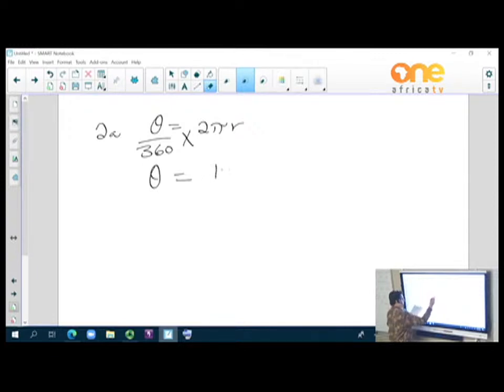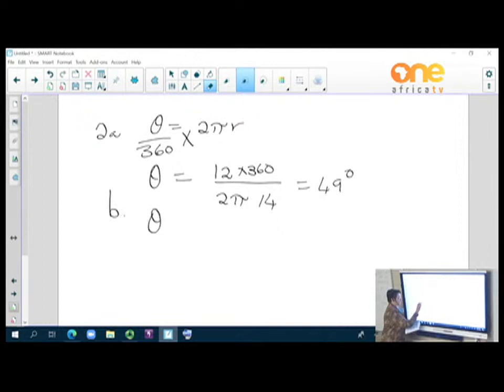So theta is 12 times 360, and what was your radius? 14. No, the radius is 14 all the time. Okay, yeah, the answer is 49. You're right. Did you have that correct? Okay, so that's why we do that. Right, number B. What is your answer for number B? 80. Theta is 80 degrees.